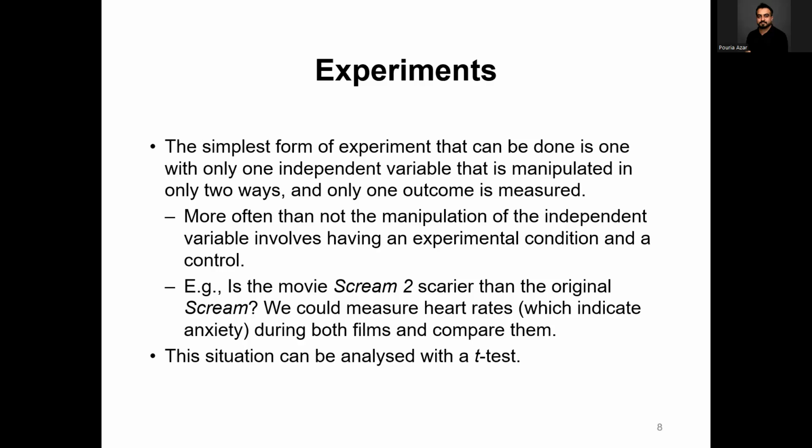So for example, is the movie Scream 2 scarier than the original Scream? We could measure heart rates. So my dependent variable is heart rates during both films and compare them. So I have one dependent variable here, which is heart rates, and one independent variable, which is the type of the film, the type of the movie, Scream 2 or the original Scream.